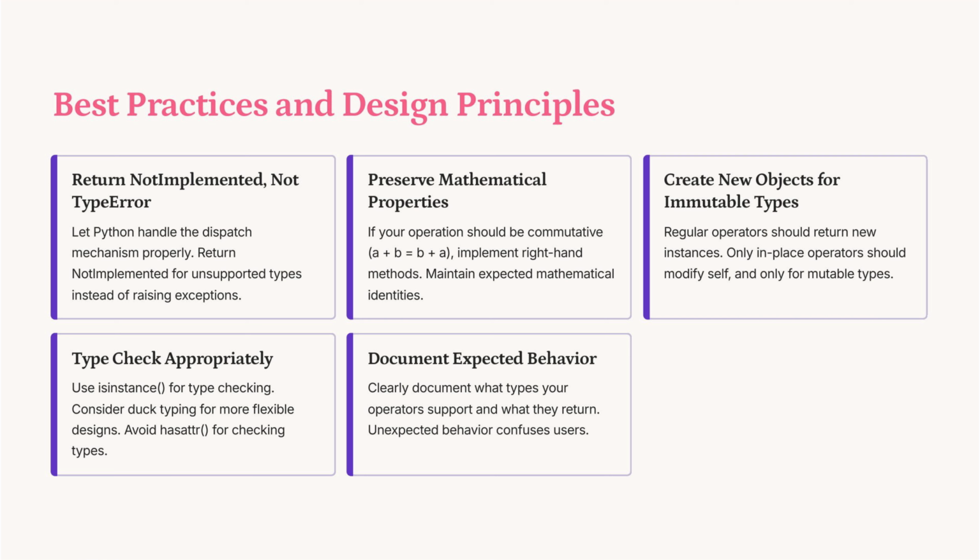Return NotImplemented for unsupported types to let Python handle dispatch properly. Preserve mathematical properties by implementing right-hand methods for commutative operations. Create new objects for immutable types. Only modify self for mutable types with in-place operators. Use isinstance for type checking, and document expected behavior to avoid user confusion.